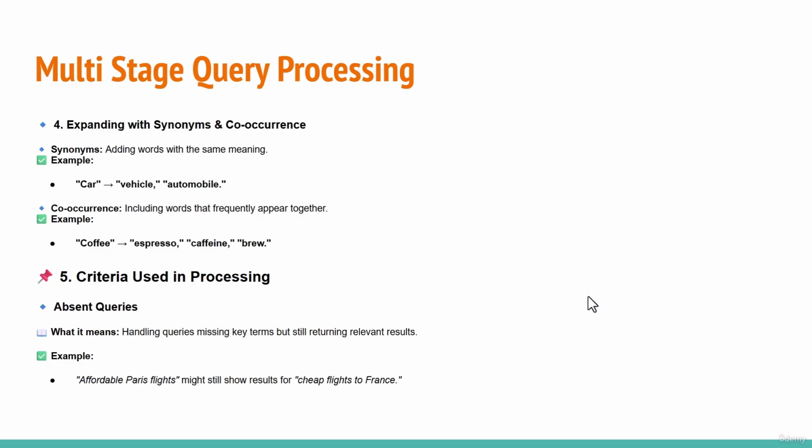Following this is criteria processing for absent queries. This involves handling queries where key terms are missing and still showing relevant results for them. For example, if the desired query is affordable Paris flights, but a user searches cheap flights to France, Google understands what the user wants. This is essentially the job of absent queries processing.